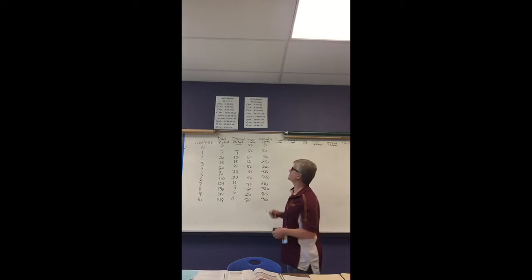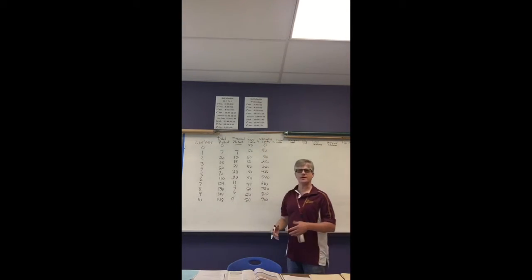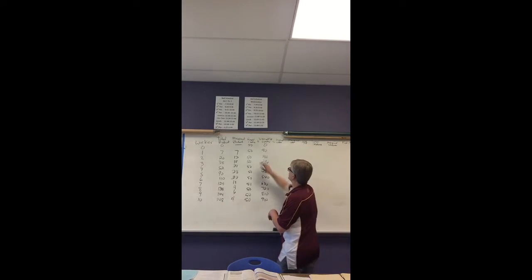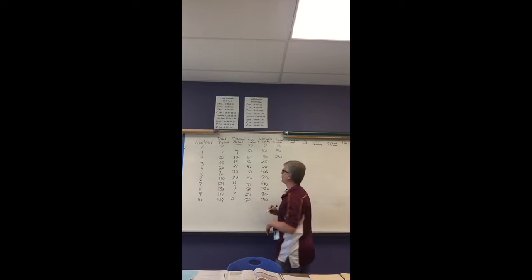Now the next column is your total. So fixed plus variable equals total. So this is you're adding all the way down. You're adding what your costs are. So 50 plus 0 equals 50. 90 plus 50 is 140. And then 50 plus 180, 230. And you add all the way down.